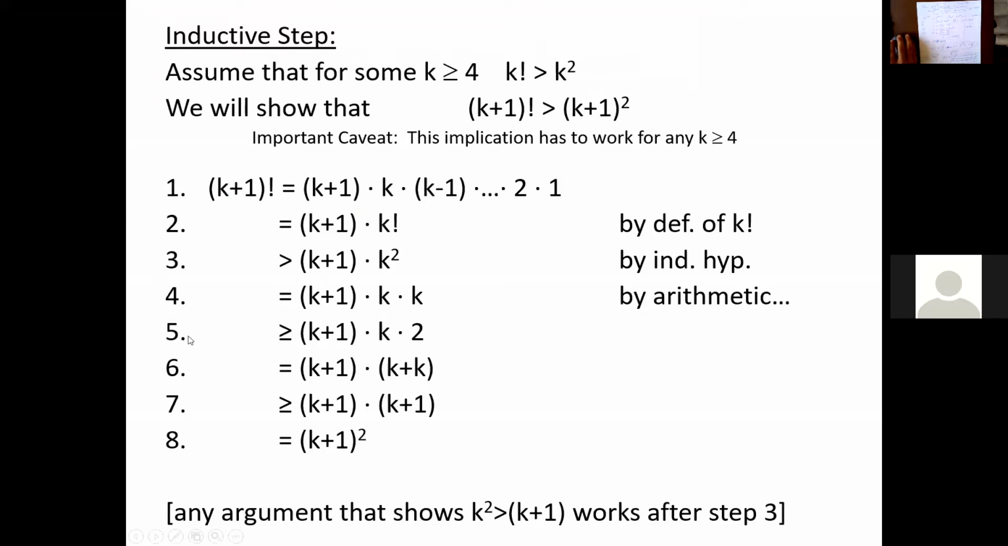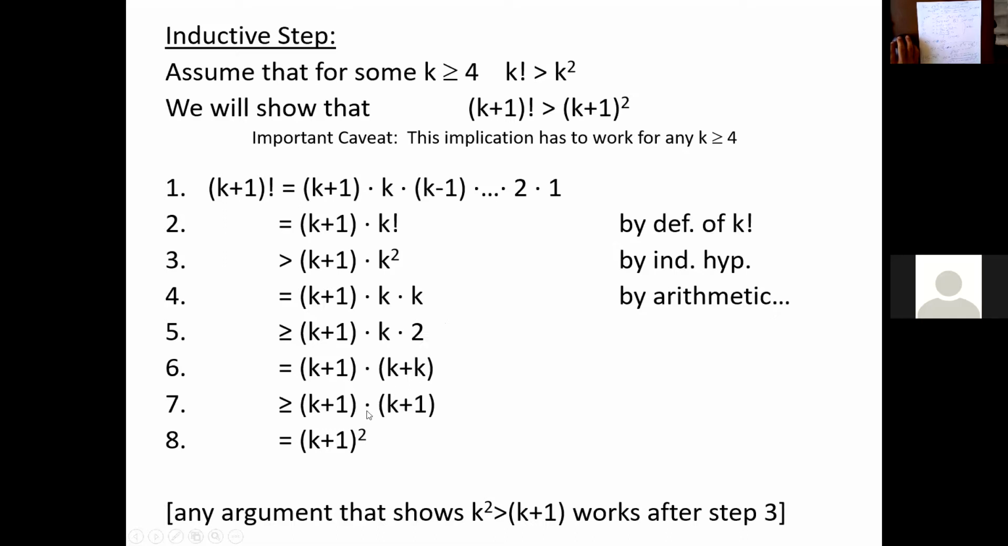Yes. So the movement from 4 to 5 is okay, right? And now from 5 to 6, all I do is take this 2k and replace it by k plus k, which is equal to 2k. K plus k is equal to 2k. Yeah, got it. That's right.